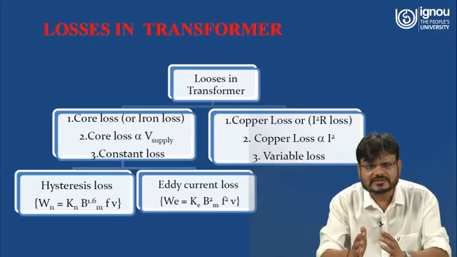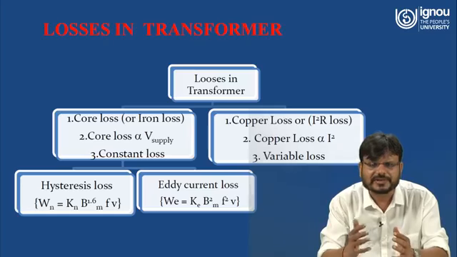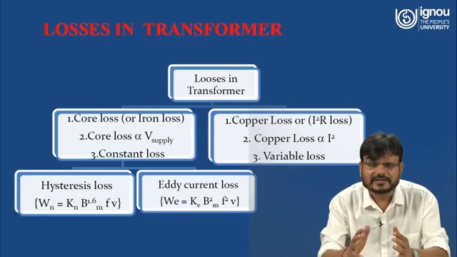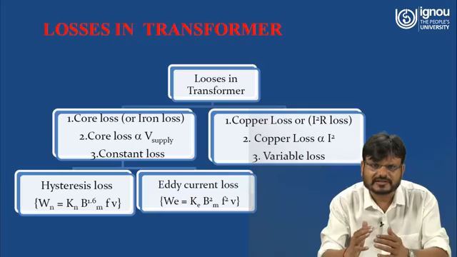The other losses are variable losses, also called I square R losses. These copper losses basically depend on the supply current, or you can say primary current or secondary current, and are directly proportional to the square of the current. As the load changes, this current changes, so these losses also change. So these losses are called variable losses.